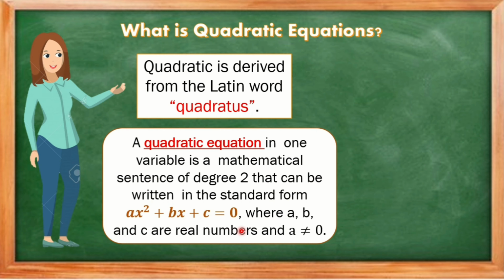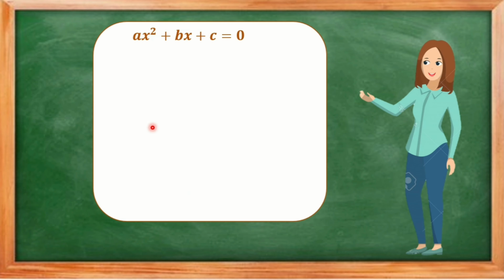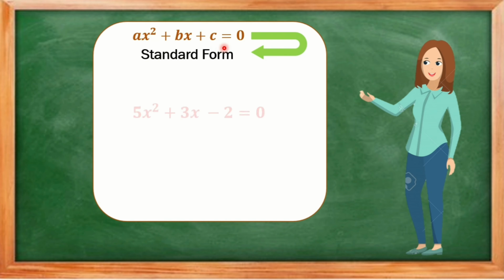Basta laging tatandaan na sa quadratic equation, ang value ng a ay hindi pwedeng maging equal to 0. As I have mentioned earlier, ax squared plus bx plus c is equals to 0 ay ang standard form of quadratic equation. Ito ang magsisilbing pattern natin ng standard form of quadratic equation. Let's have an example. 5x squared plus 3x minus 2 equals 0 ay nasa second degree at ito ay halimbawa ng quadratic equation in standard form.